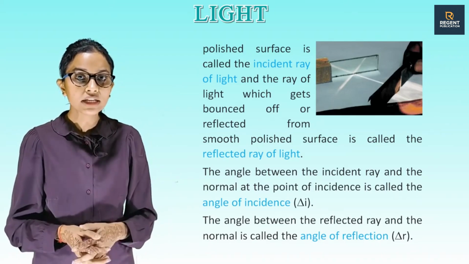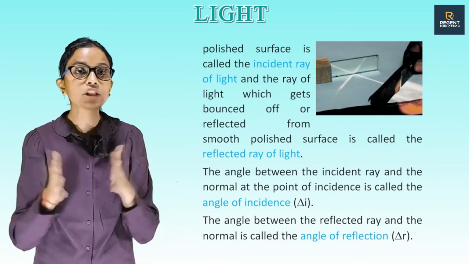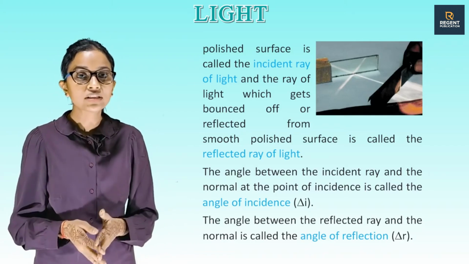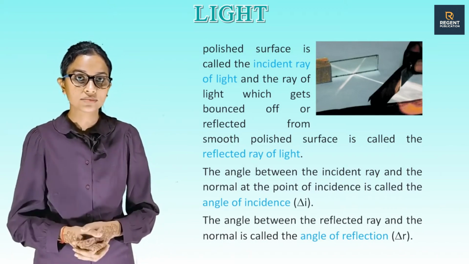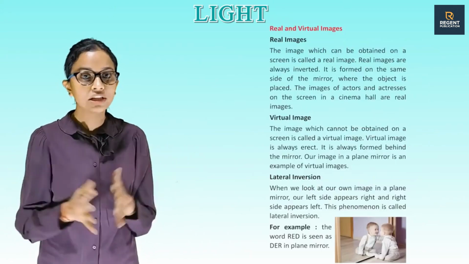The angle between the incident ray and the normal at the point of incidence is called the angle of incidence. The angle between the reflected ray and the normal is called the angle of reflection. Real and virtual images. Real images.